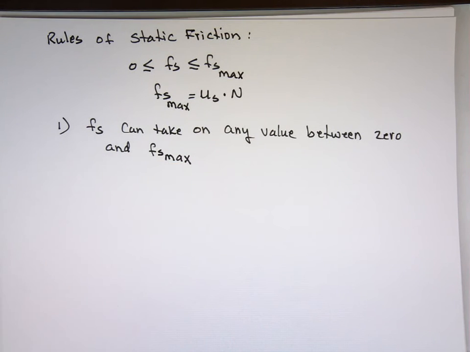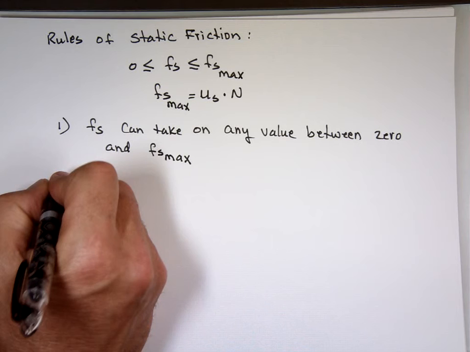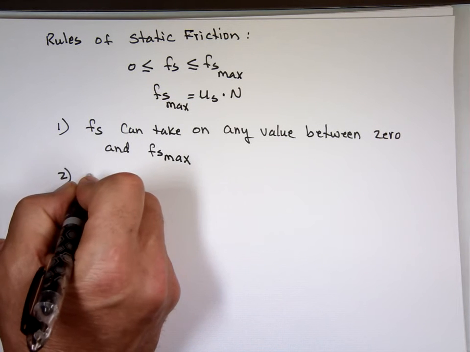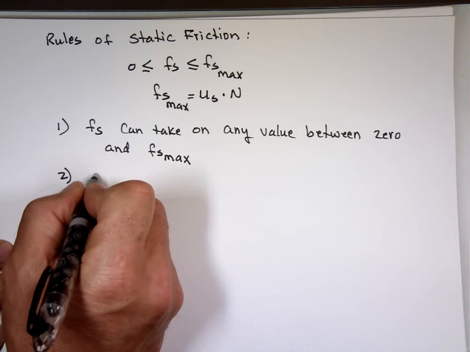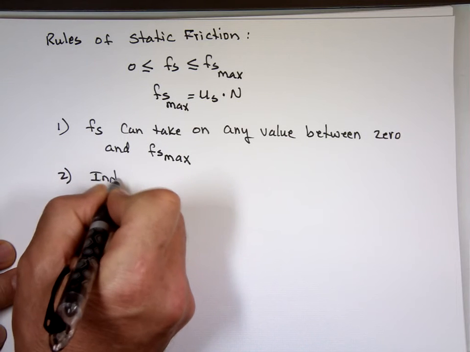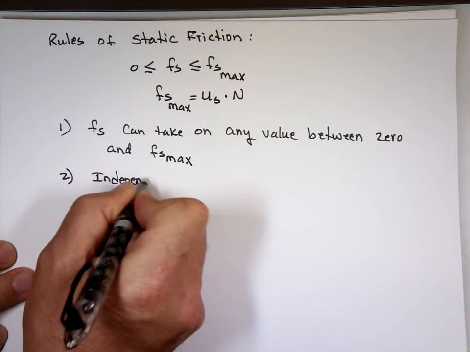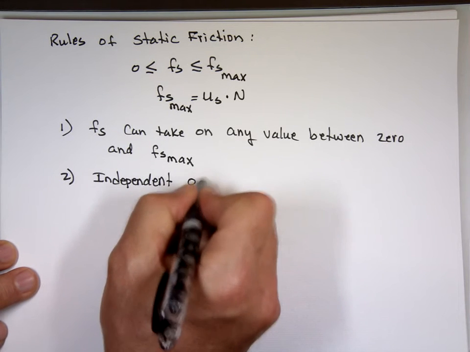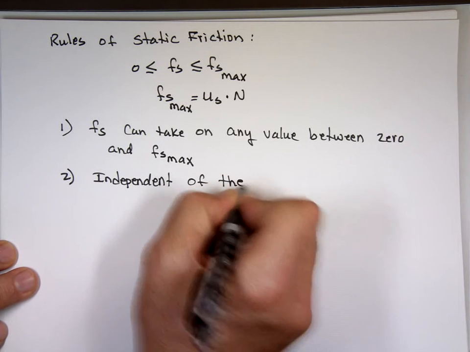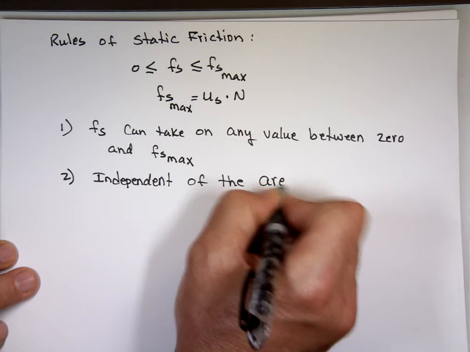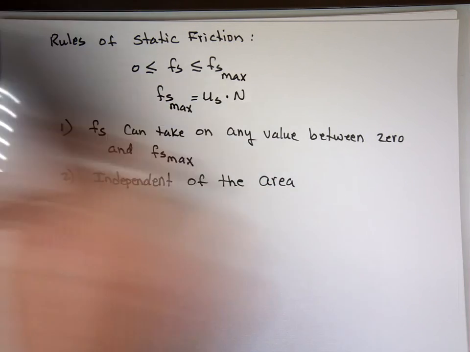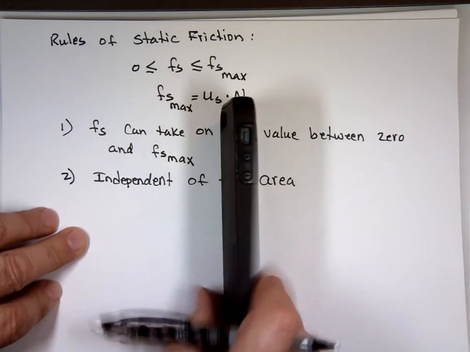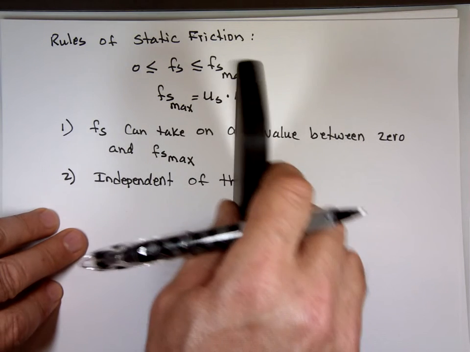And just like the kinetic one, it is independent of the area. So it doesn't really matter if we put that iPhone flat like this, on its side this way, or standing up this way on that corner, it's still going to be the same value.